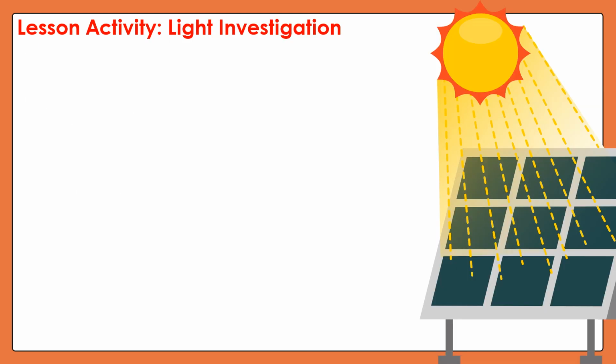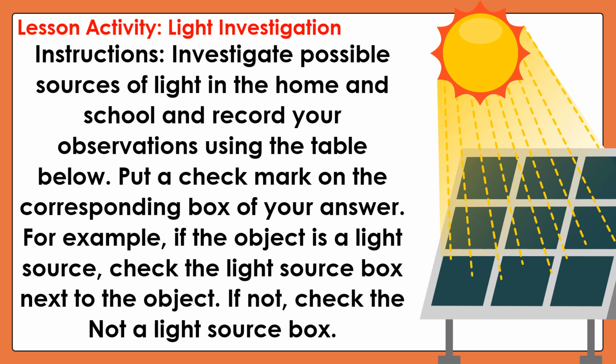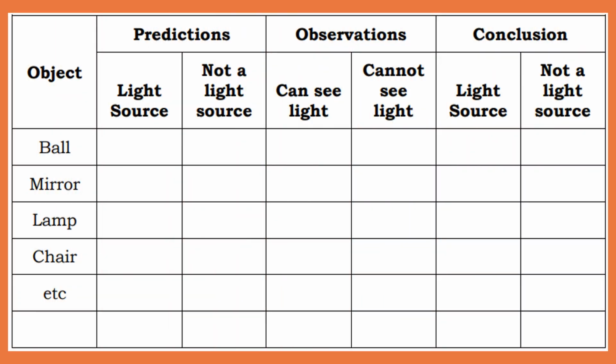Lesson activity, light investigation. Instructions: Investigate possible sources of light in the home and school and record your observations using the table below. Put a check mark on the corresponding box of your answer. For example, if the object is a light source, check the light source box next to the object. If not, check the not a light source box. Here is the table and you're going to answer this in your notebook.